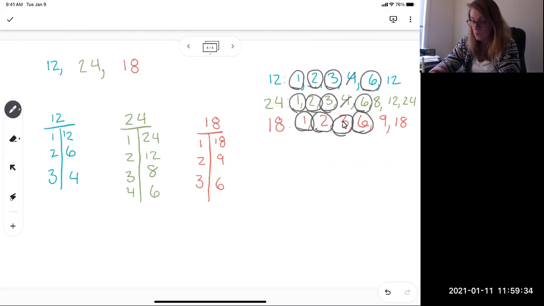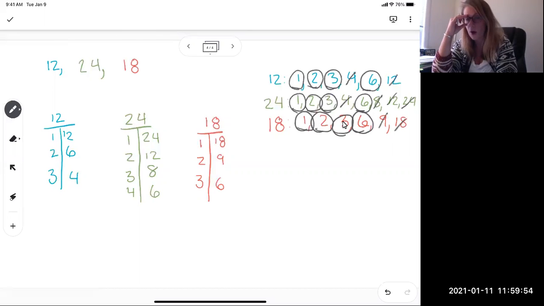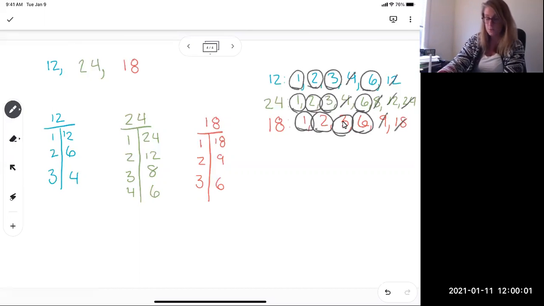8 is only a factor of 24. 9 is only a factor of 18. 12 is only a factor of 12 and 24, and then 24 and 18 are only factors of themselves. So we have found all of the common factors of all 3 of these numbers. We have 1, 2, 3, and 6. And we can identify the greatest one because 6 is the largest number. So our GCF of 12, 24, and 18 is 6.